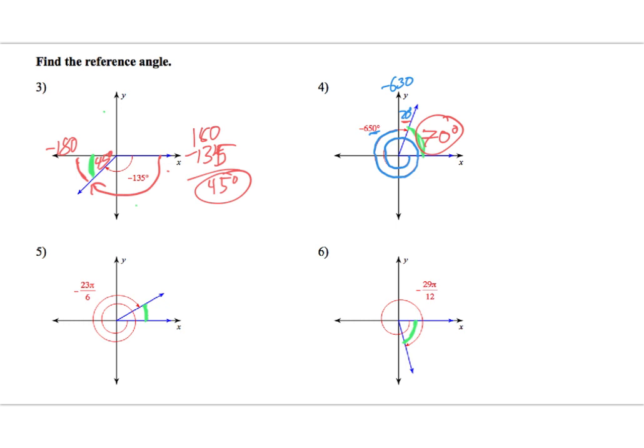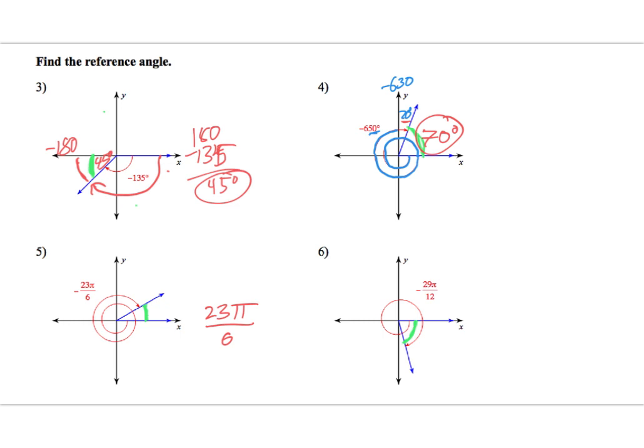For the next one, we've got 23 pi over 6 in the negative direction, and I want to think about this in terms of wholes. One really good way to think about dealing with radians and reference angles is to think about this based on making this into what is not an improper fraction. So if I have 23 pi over 6, and I know this is negative, I'm going to hold off on that for just a minute.